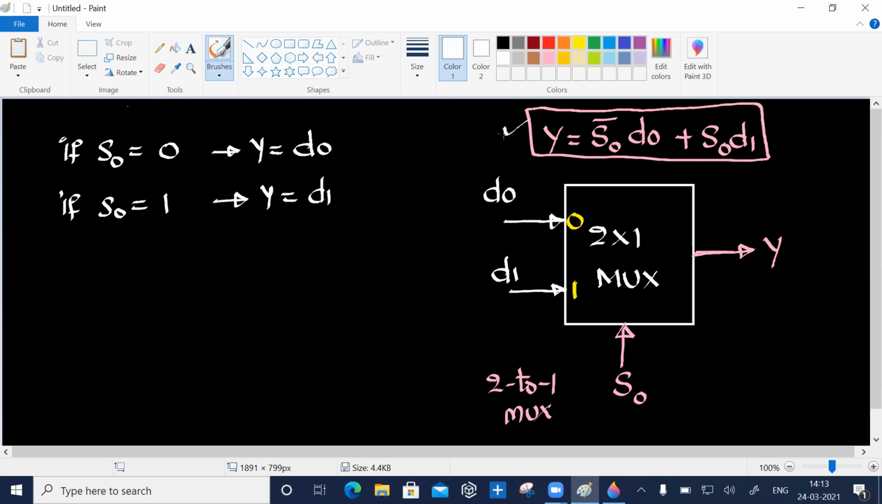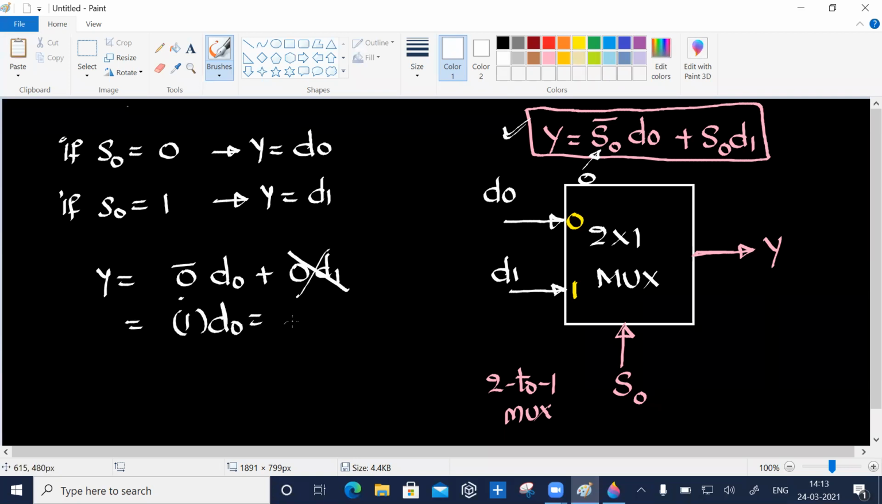Now, how do you come to know this? See, if you put s not equal to 0, then what happens? Then what is y in that? D naught. Yeah, so D naught. You have 0 complement d naught plus 0 d1. So this is gone, and this is 1, so this is 1 d naught. Therefore d naught. So if s not equal to 0, y must be d naught.